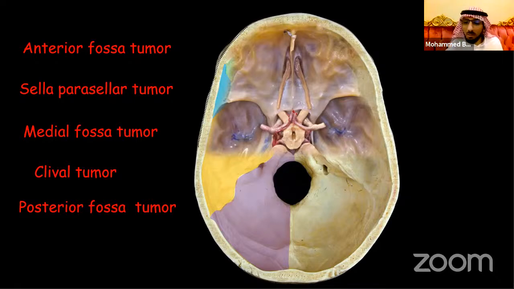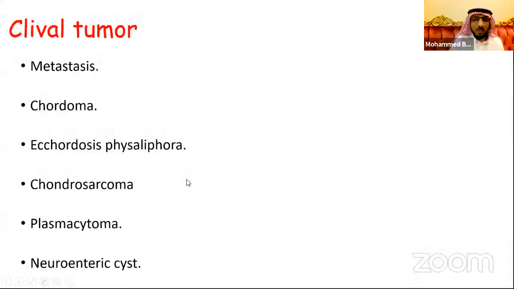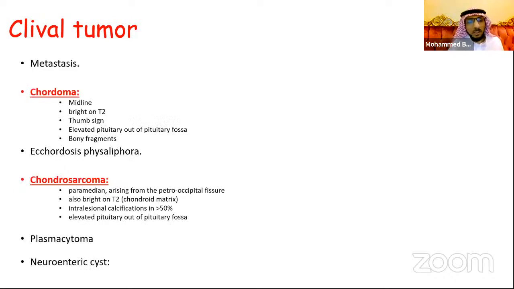I will shift gears now to skull base tumors. It's very tough to describe everything in 5 minutes or so, but we'll try to highlight the important things. I'm going to start with clival tumors. The differential diagnosis for clival tumors includes metastasis, chordoma, chondrosarcoma, plasmacytoma, and neurenteric cyst, which is a rare entity that can be found in the clivus. These are the two most common tumors that arise from the clivus, from the notochord.